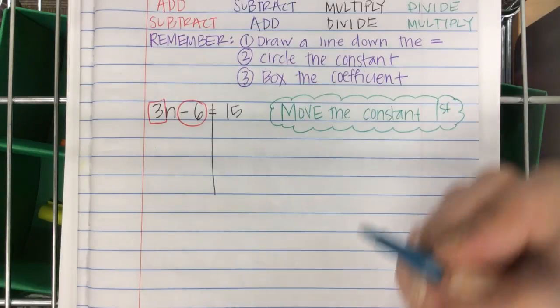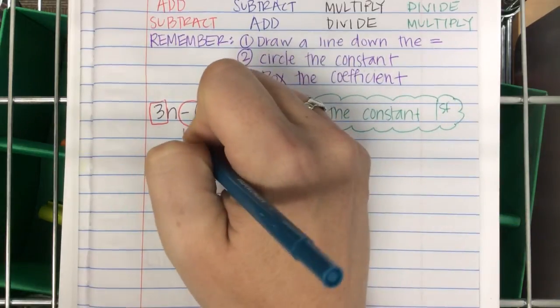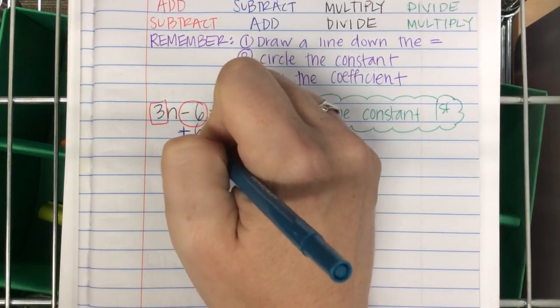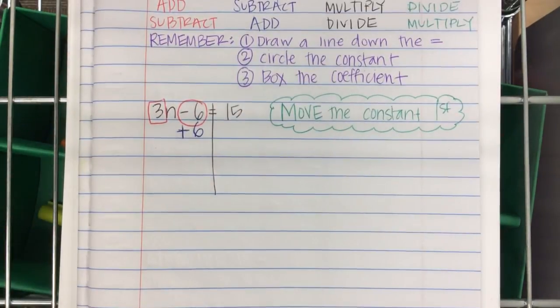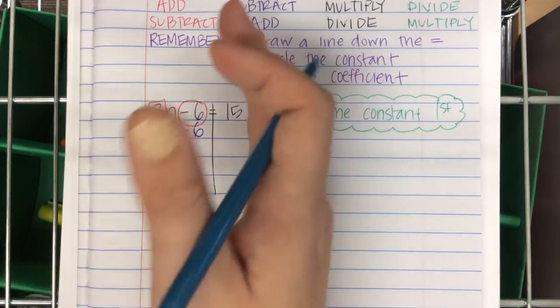What's the opposite? Adding, plus 6. The opposite of negative 6 is positive 6. The opposite of minus 6 is plus 6. If I do it to one side of the line, I have to do it to the other side of the line.